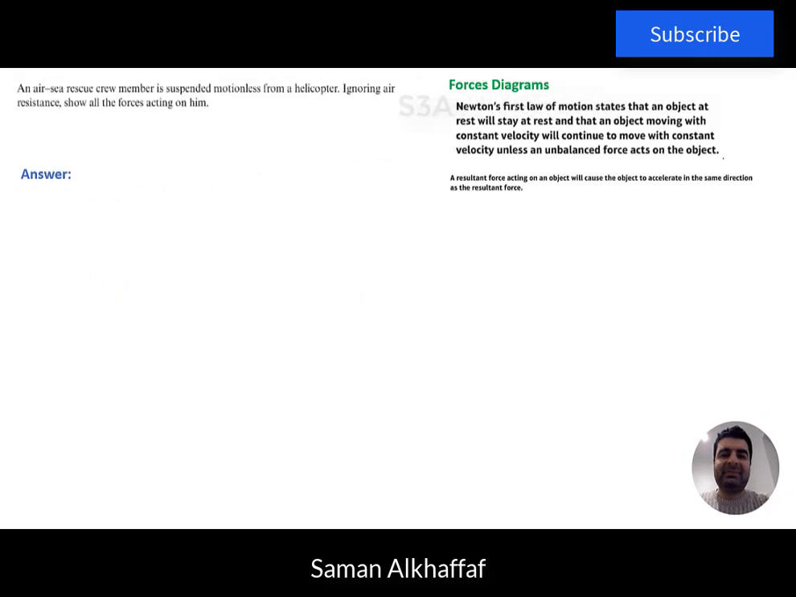In this example, an air-sea rescue crew member is suspended motionless from a helicopter. Ignoring air resistance, show all the forces acting on him. So in this scenario, we have the force which is upwards, the tension in the rope, and the weight of the rescuer, which is going downwards. So these are mainly the vertical forces acting on him.